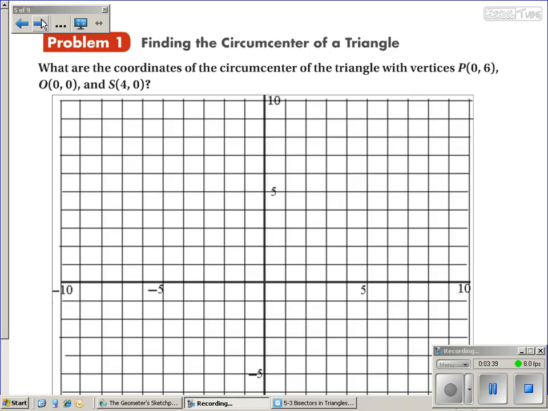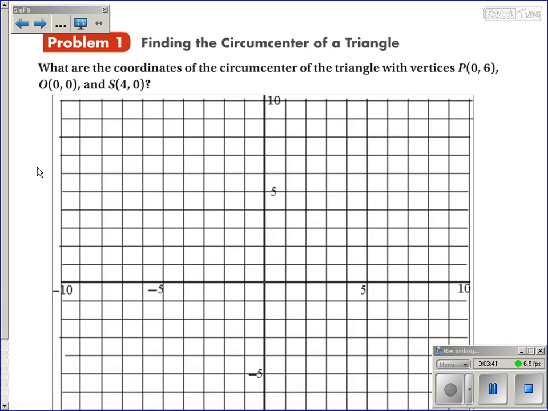So here's a problem that I want to do together. The question is, what are the coordinates of the circumcenter of the triangle with vertices (0, 6), (0, 0), and (4, 0)? So I'm going to plot those points. First, the point (0, 6) is right here. It's point P. The point (0, 0) is point O. And the point (4, 0) is point S. I will draw those in to make a triangle.